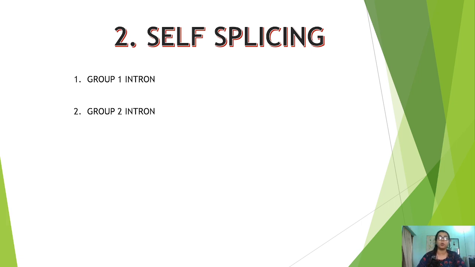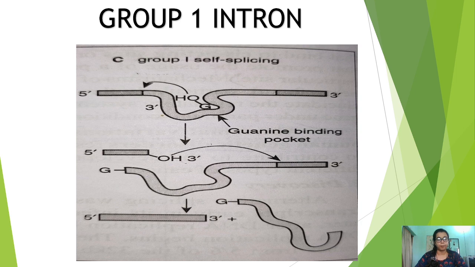So first we will go to the mechanism part. As I have already told you the basic structure of the intron, it has a 5' exon. I'm talking about the basic structure of the RNA. It has a 5' exon side, a 3' exon side, and the middle part.